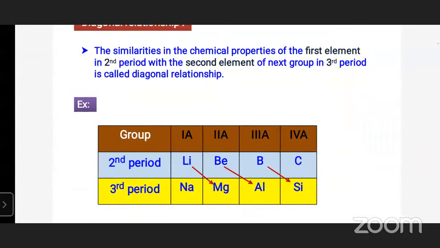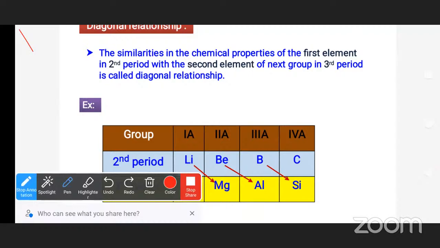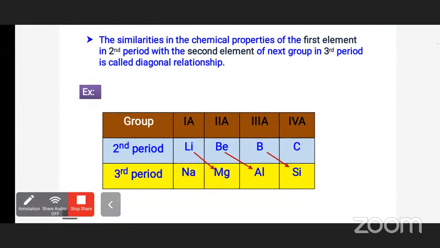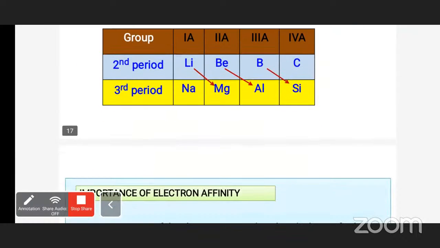What is diagonal relationship? The similarity in the chemical properties of the first element in the second period with the second element of the next group in the third period is called diagonal relationship. For example, the second period first group element and the third period second group element have similar physical and chemical properties. So this relationship is called diagonal relationship.